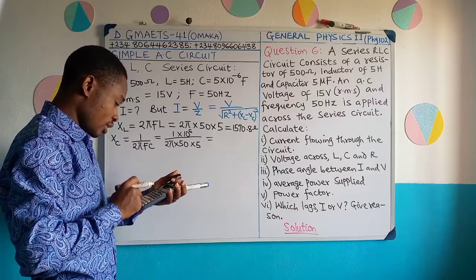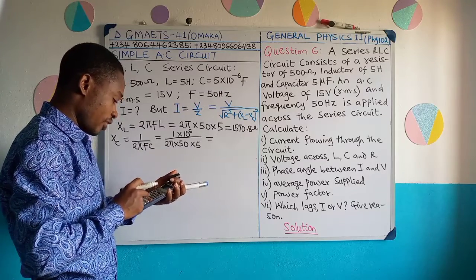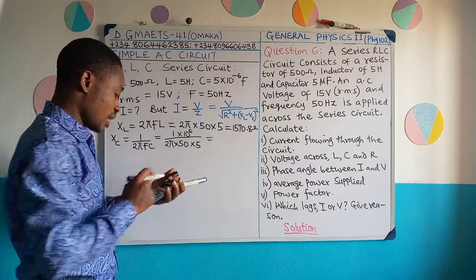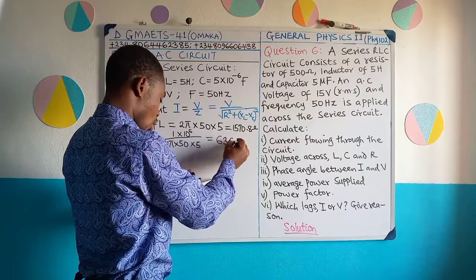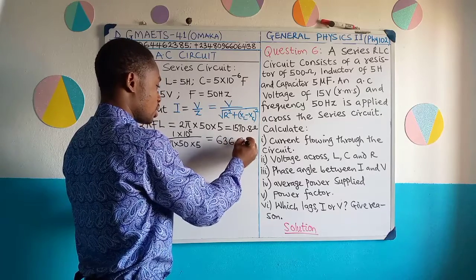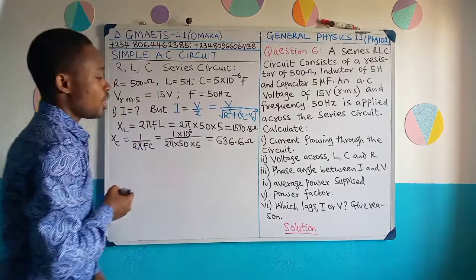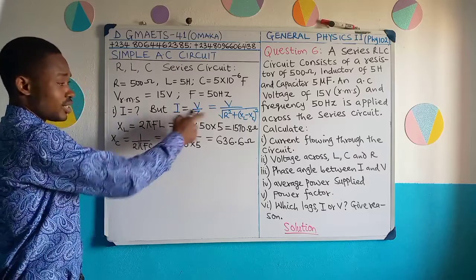2 pi, multiply them by 250. So what that gives me here now is 636.6 ohms. Time don't reach, I'll go get the Z value now.